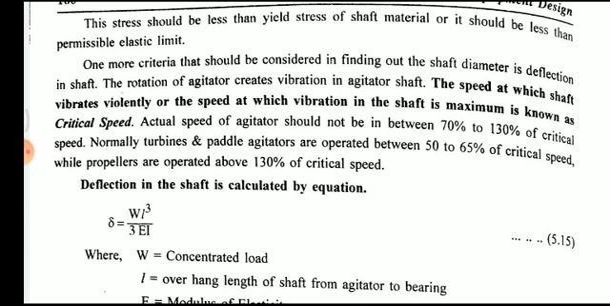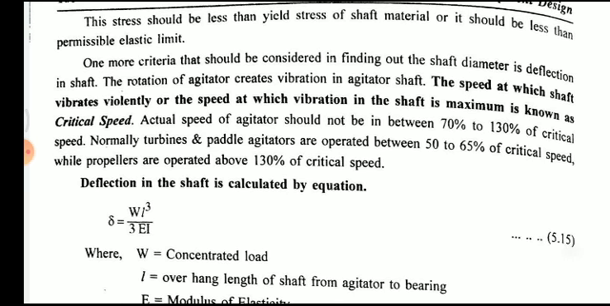Actual speed of agitator should be between 70% to 130% of the critical speed. Okay, generally their operating speed is between 70% to 130% of critical speed. Normally turbines and paddle agitators are operated between 15 to 65% of critical speed, and propellers are operated above the 130% of the critical speed.